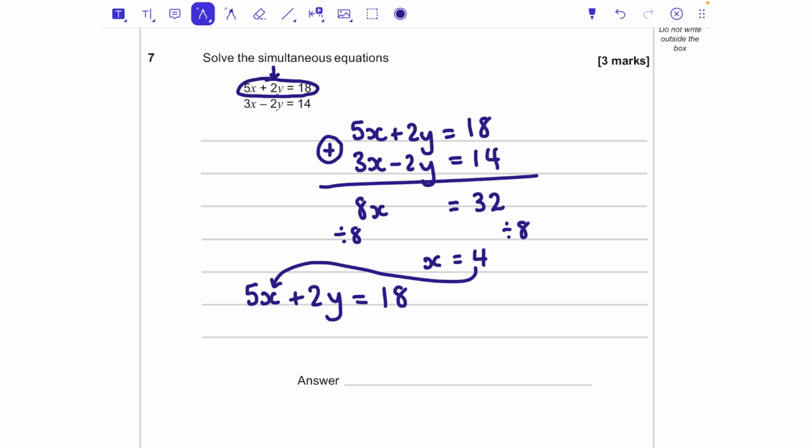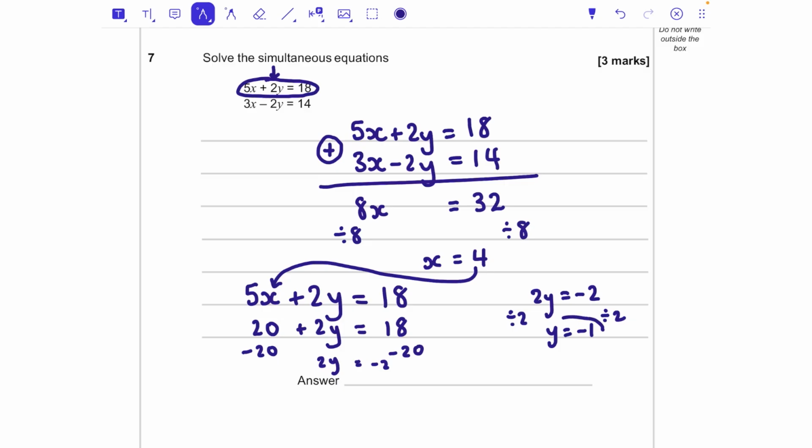5 times 4 is 20. So 20 add 2y is 18. And let's take 20 away from both sides. 2y would equal minus 2. And if 2y equals minus 2, let's divide both sides by 2. And y equals minus 1. So we now know that y is minus 1, x is 4.